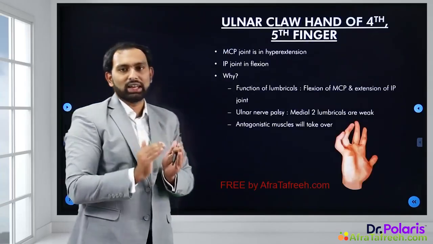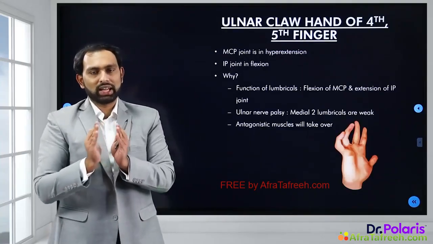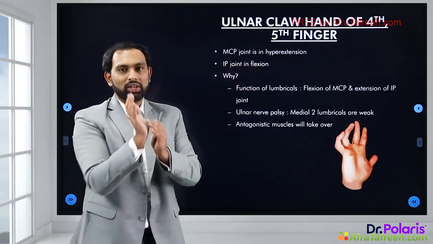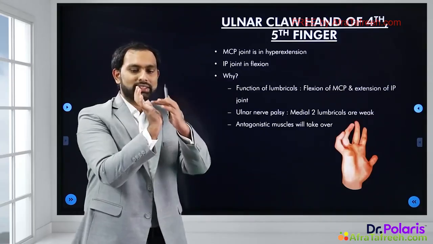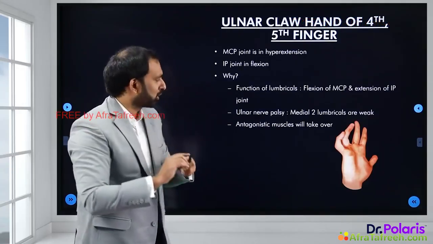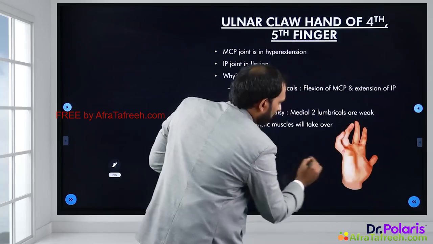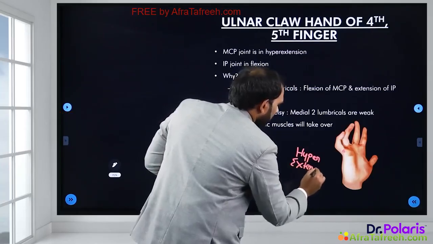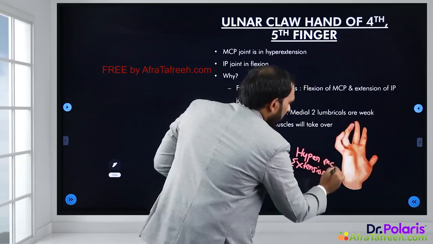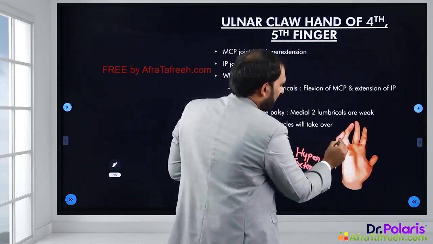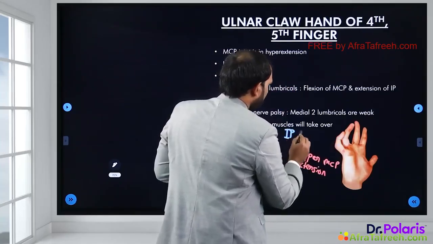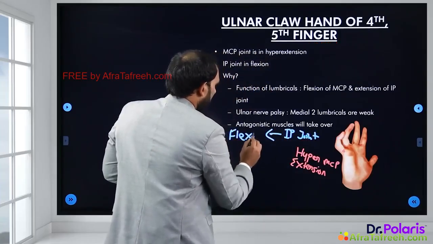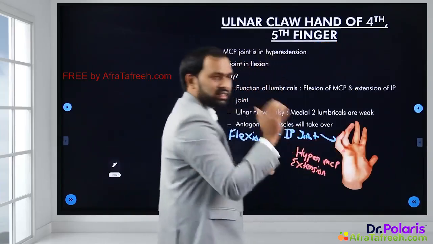So first let's talk about ulnar claw hand. So any patient with an ulnar nerve palsy will present to you with an ulnar claw hand of the 4th and 5th finger. So the hand will look somewhat like this. That is, there is hyperextension at the MCP joint. So you can see here at the MCP joint there is hyperextension, and then look for the IP joint. So in the IP joint, there is flexion. So this appears like a claw hand.